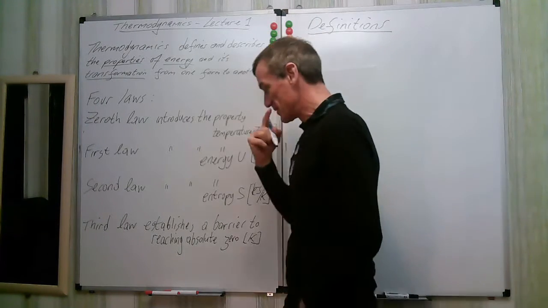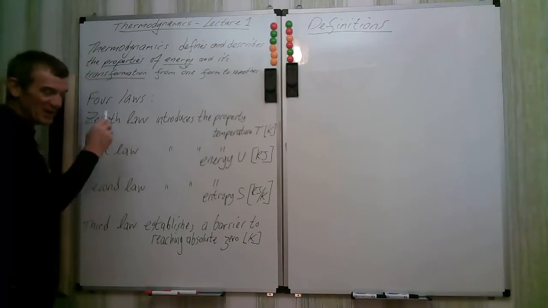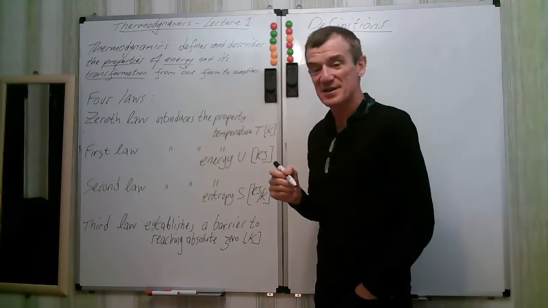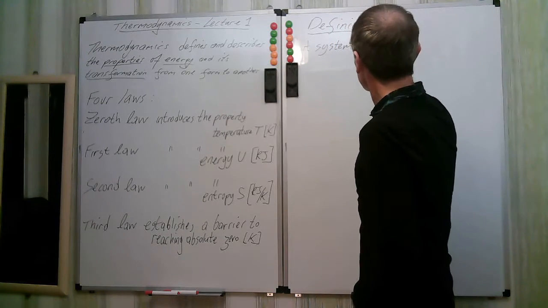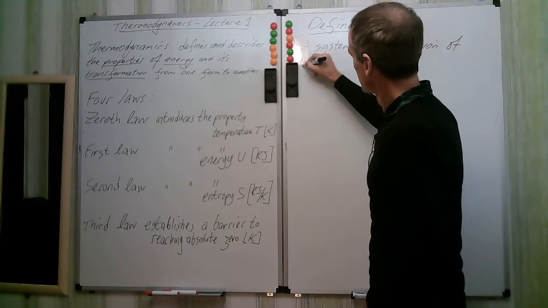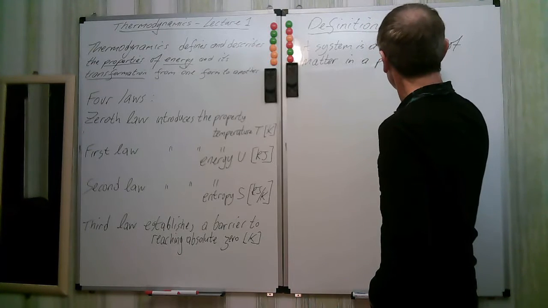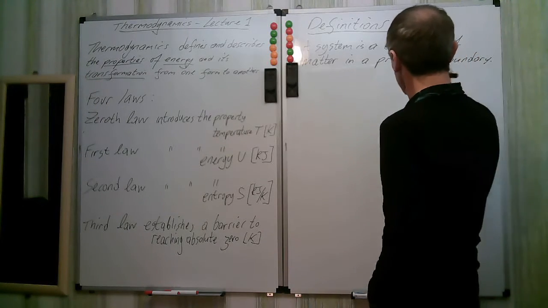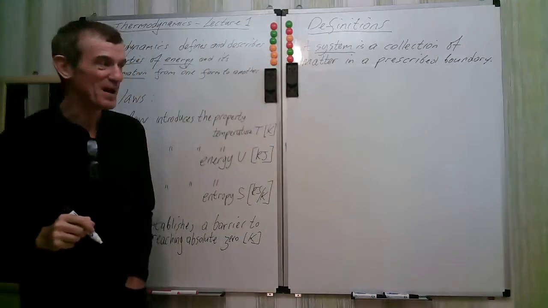So definitions. Three things I want to talk about. One is system. The other is property, of course. I want to define what a property is. And also state, a state of a system. So the first one, what is a system? Well, a system is a collection of matter in a prescribed boundary. How about that? So that's what a system is. It's a collection of matter in a prescribed boundary.